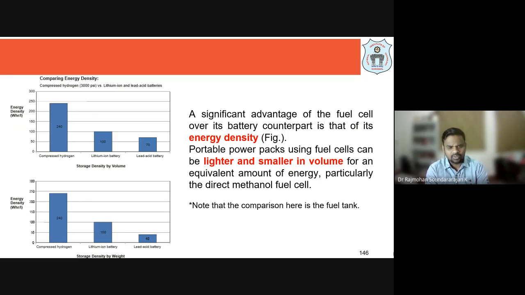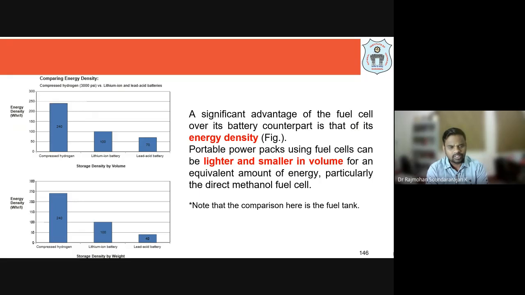And similarly, the storage density by weight also you can see. If you are having the compressed hydrogen, it is around 240, whereas that of the lithium ion is lower. So portable power packs using fuel cells can be lighter and smaller in volume. That's what we infer from this graph. The portable power packs using fuel cells can be lighter and smaller in volume for an equal amount of energy, particularly if you are using the direct methanol fuel cell. We are going to discuss that in detail later.